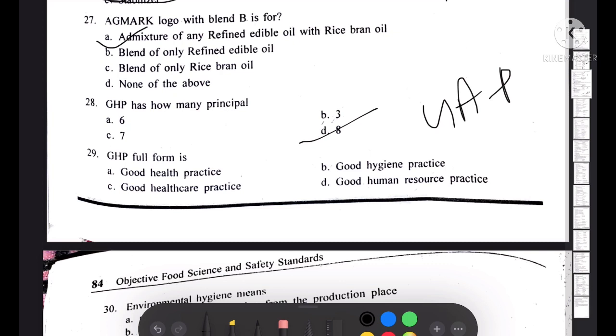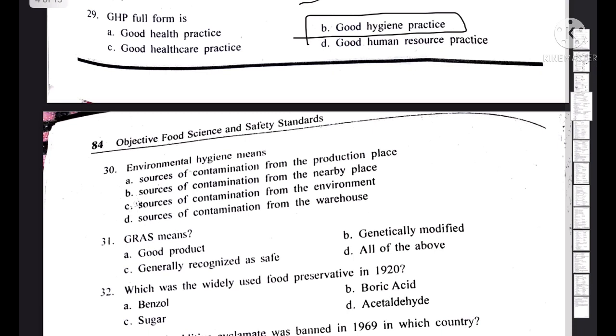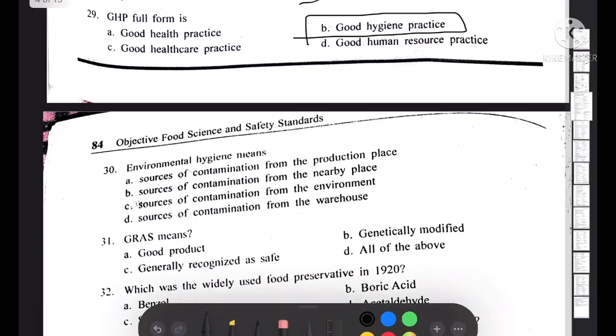Next, GHP full form is good health practices, good hygiene practices, good healthcare practices, good human resource practices. So the correct answer is the full form of GHP is good hygiene practice. Next, environmental hygiene means sources of contamination from the production place, sources of contamination from the nearby place, sources of contamination from the environment, and sources of contamination from the warehouse. So the correct answer is that environmental hygiene means sources of contamination from environment.